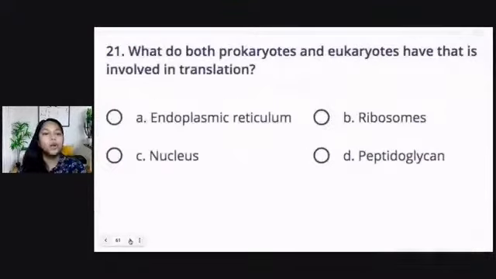We move on, 21. What do both prokaryotes and eukaryotes have that is involved in translation? Letter A, endoplasmic reticulum. Letter B, ribosomes. Letter C, nucleus. Letter D, peptidoglycan. What's the choice for 21? Number 21, what do both prokaryotes and eukaryotes have that is involved in translation?